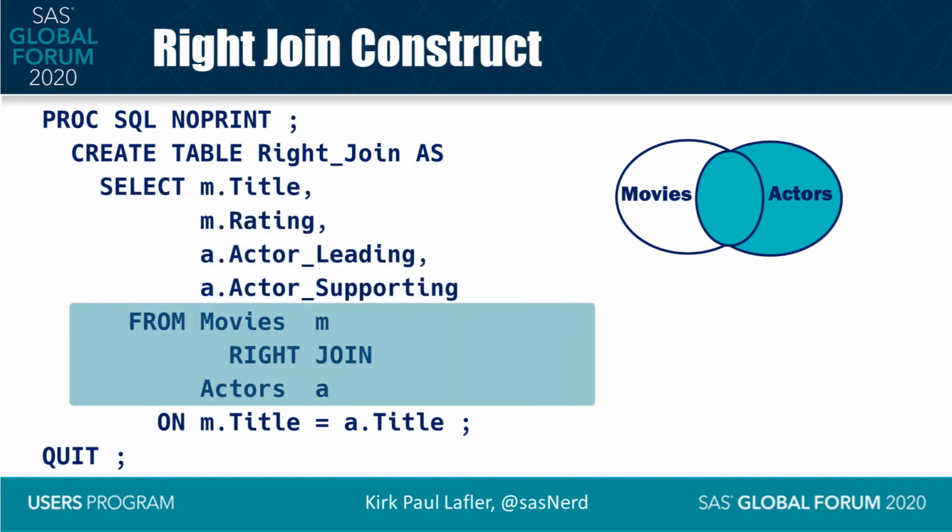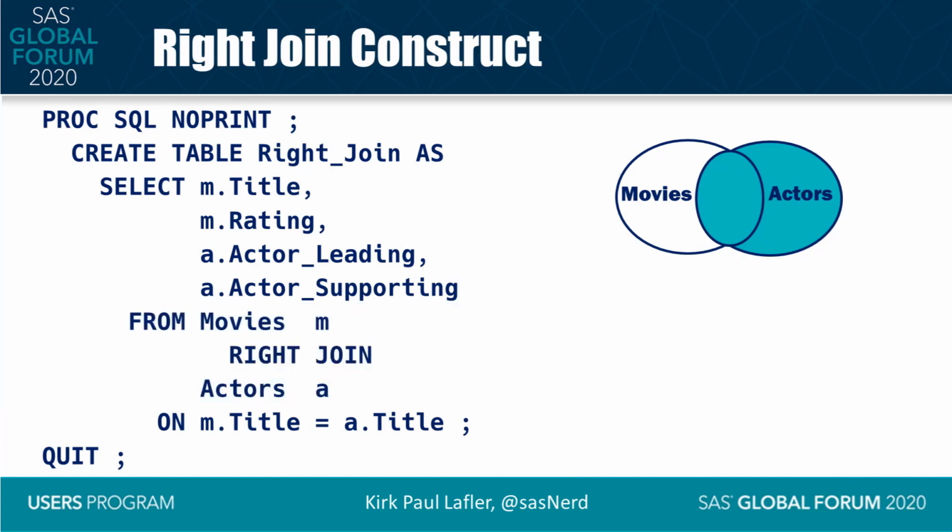Take a look at the from clause. The from clause specifies movies. Well, that's the left table. In this case, since we're specifying a right join keyword or right join construct, the movies table is the subordinate table. Now the actors table is going to be treated as the controlling or dominant table. And just like before, the on clause keyword specifies that the movies.title is equal to the actors.title.